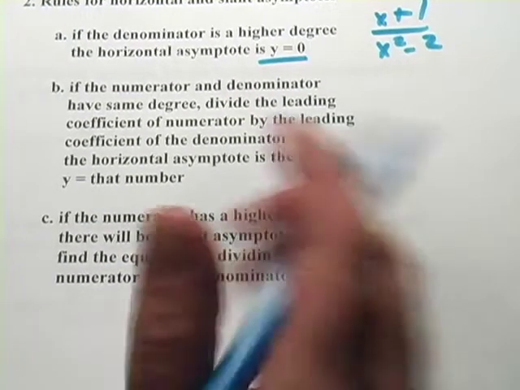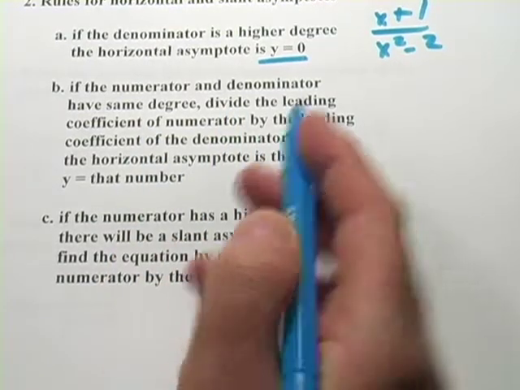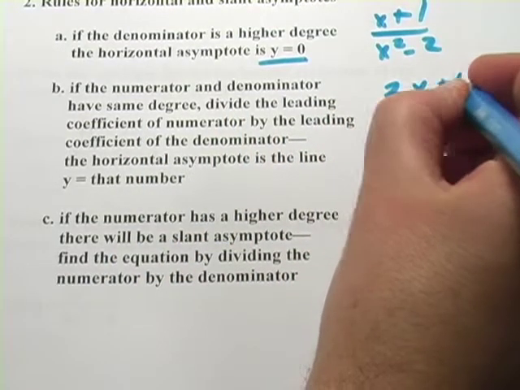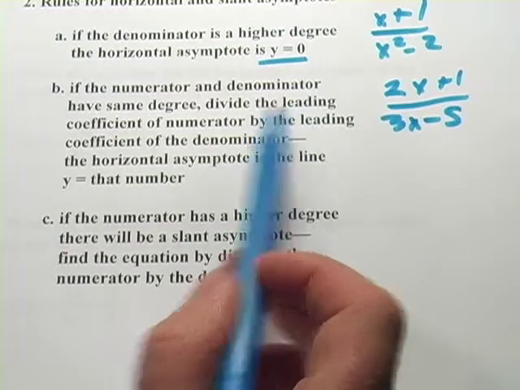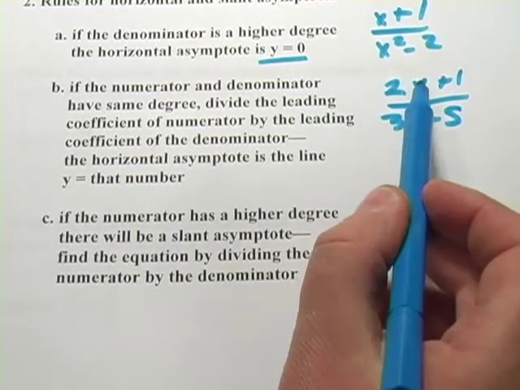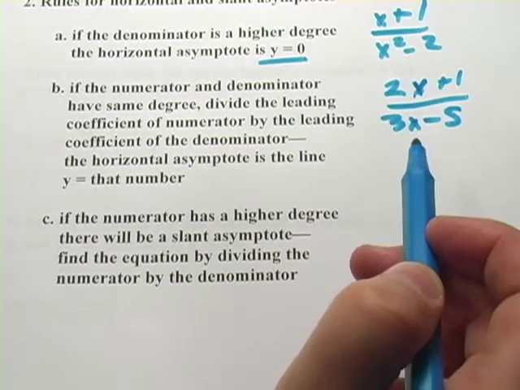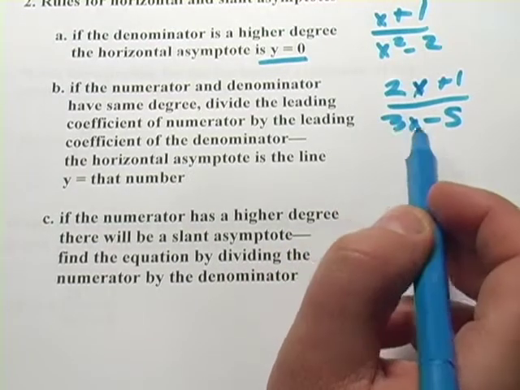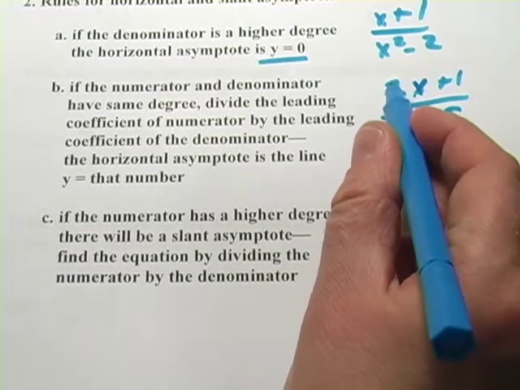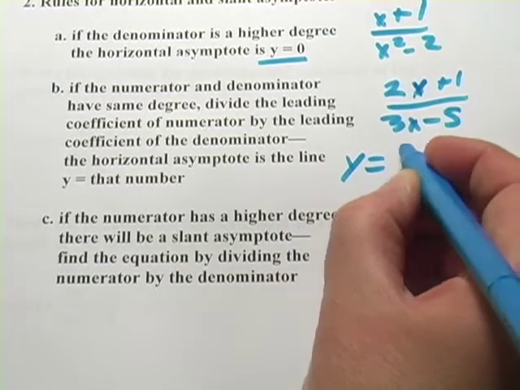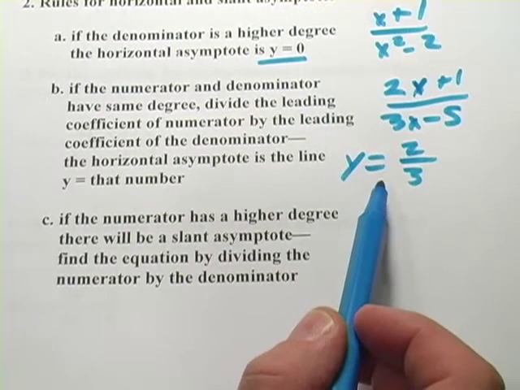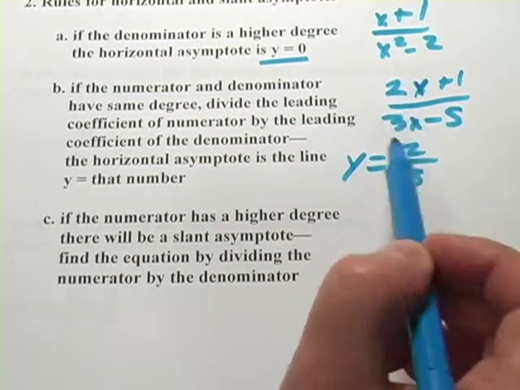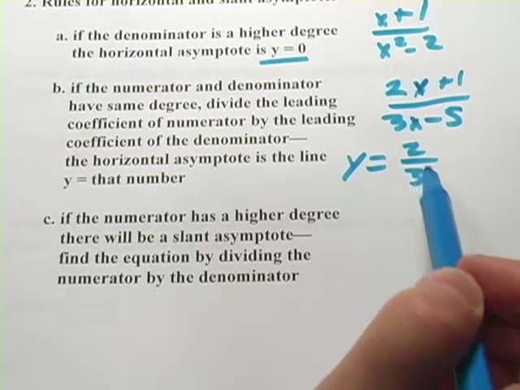Now, if the numerator and the denominator have the same degree, it's a little bit more complicated. So let's say we had 2x plus 1 over 3x minus 5 as our function. What you do is you take the leading coefficient, the coefficient of the highest term, of the numerator and the denominator, and that is the line. In this case, I have 2 over 3. Our line would be y equals 2/3. So the first two cases give you horizontal asymptotes, either y equals 0 or, if the degrees are the same, the coefficients of the leading terms over each other.